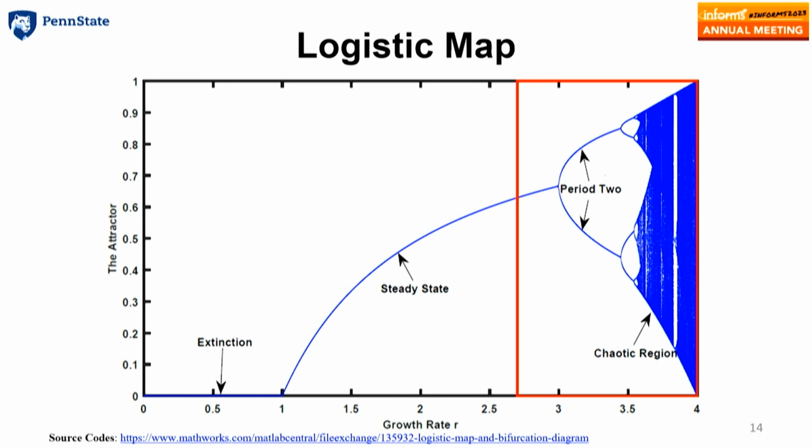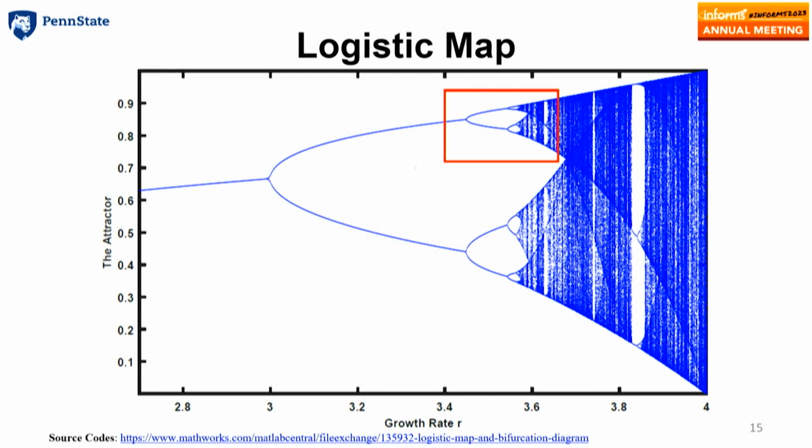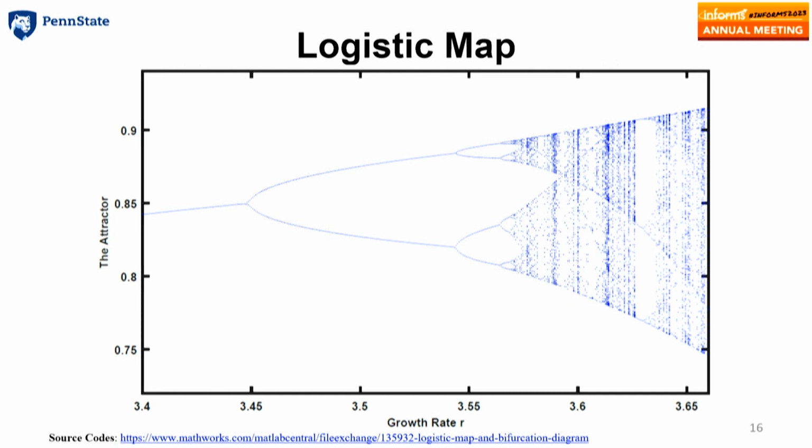So there's a red rectangle over here, and let's zoom in to see the system behavior, the long-run behavior. As we can see, this is a zoomed version from approximately 2.8 to 4. If we zoom in, we see a very similar picture as before. Now, let's zoom in again into this region, from approximately 3.4 to 3.6. And this is the zoomed version. See, this is what people call self-similar behavior, or fractal behavior. And the source code that I wrote to generate this example is publicly available on the MathWorks website. I just downloaded it into the File Exchange.